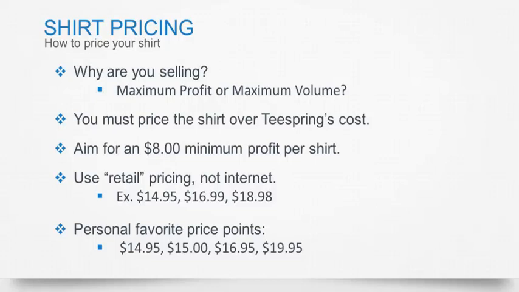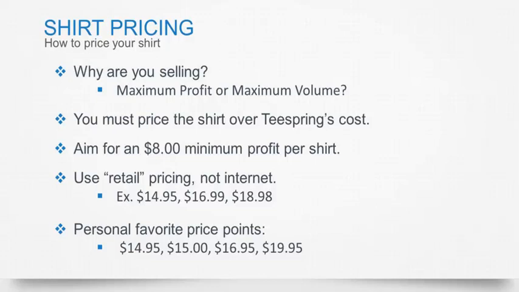Now, the number one rule is that you must price the shirt over Teespring's cost. Okay, once you design your shirt, Teespring will tell you, based on the goal number you've chosen, what the cost per shirt is going to be. At that point, you set the sales price, and then Teespring will say, okay, at this sale price, if you sell this many shirts, you will make this much money, this much profit. Okay, Teespring will do that for you automatically.